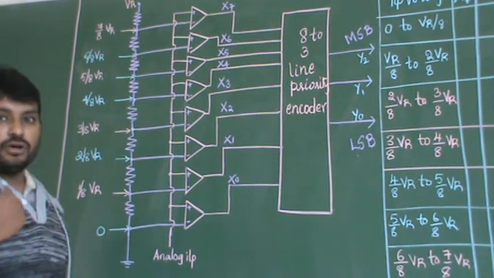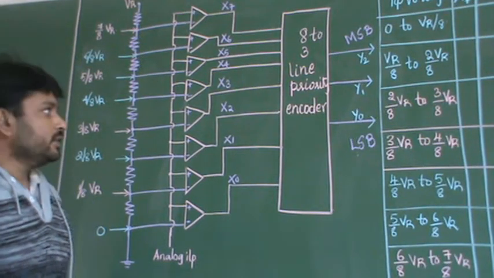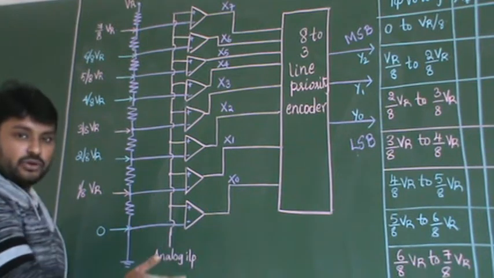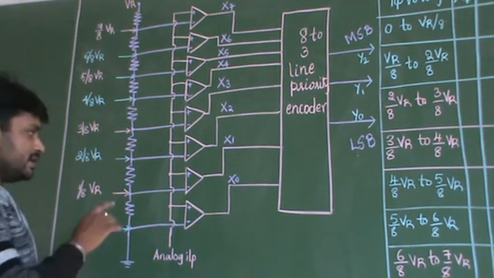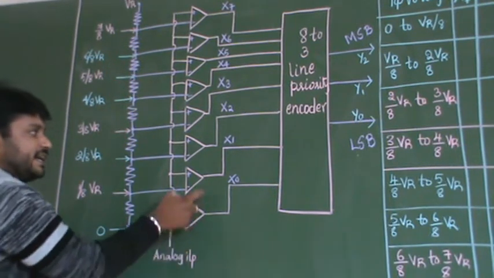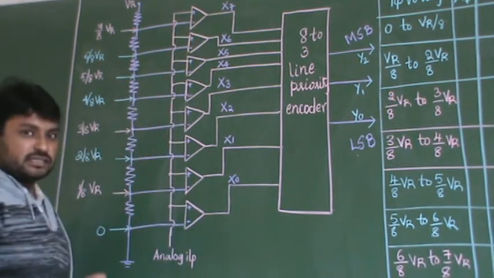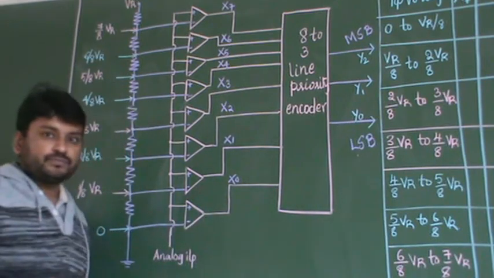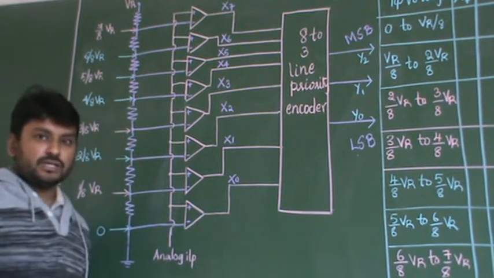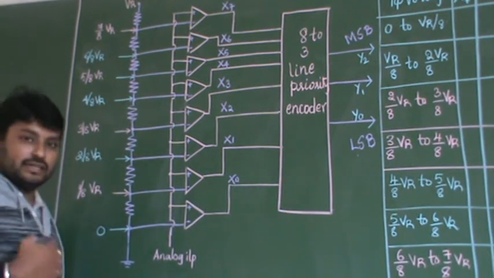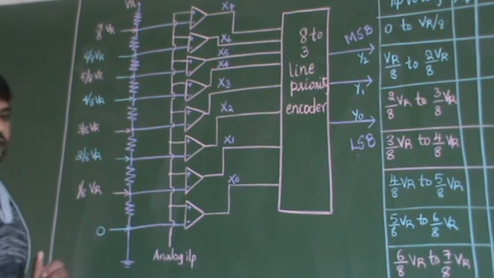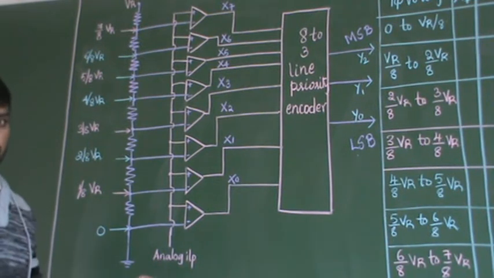As I have told in the previous video, the important components you use to design or construct the flash comparator ADC are resistors, comparators, and again the encoder. These are the three important components required to construct the flash comparator ADC. Now we will try to understand how this flash ADC will actually work.